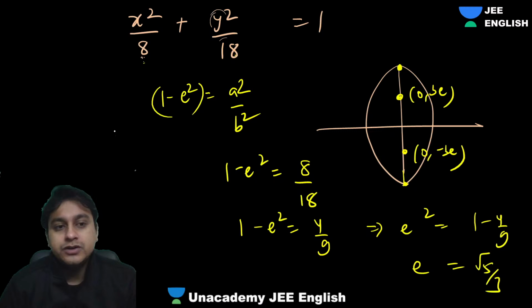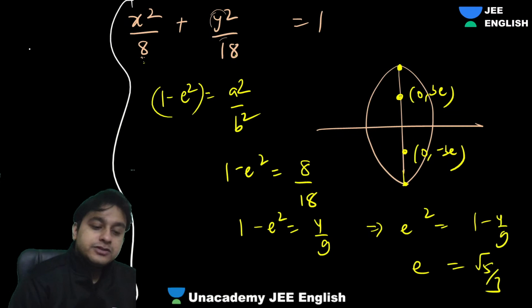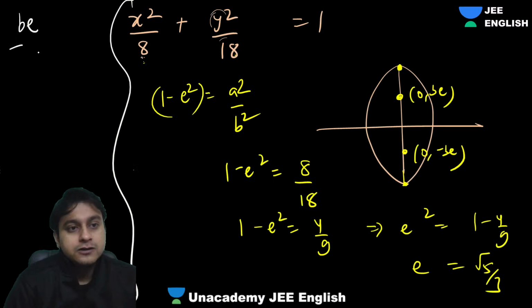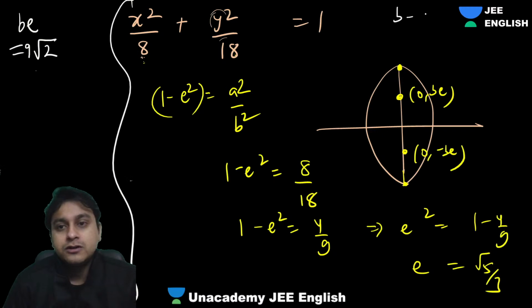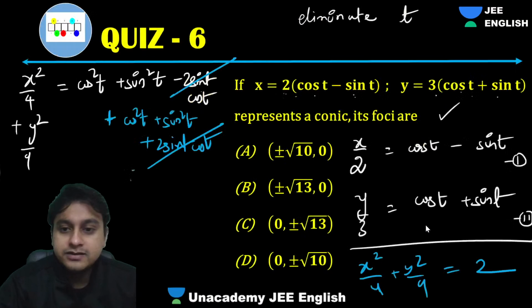So now what we will do is, B is how much? B is root 18. So BE will be what? Root of 18, can I write it as 9 root 2? This is my B. B is 9 root 2 and A is 2 root 2. So 9 root 2 into E, root 5 by 3. How much? 3 root 10. Okay, that is it. BE is coming as 3 root 10.